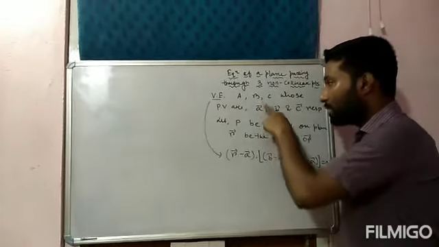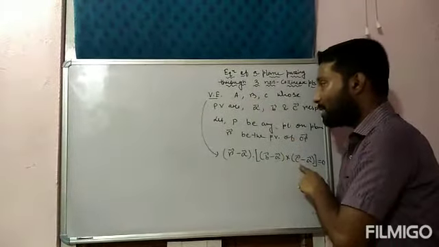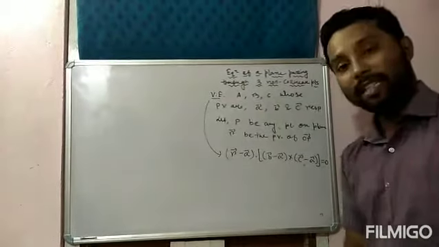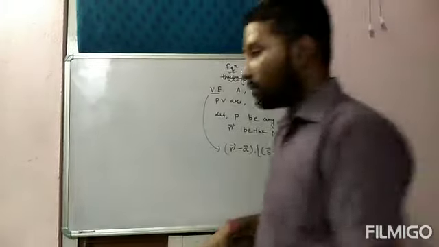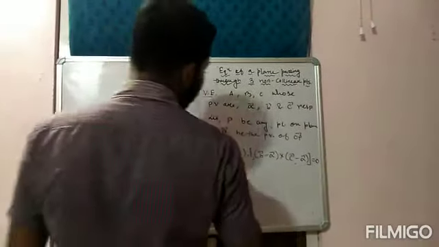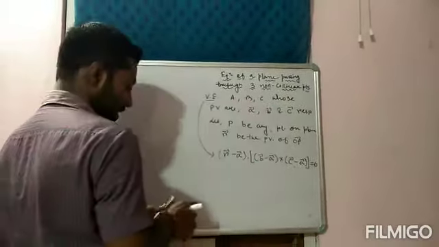B bar is the position vector of the point B, whereas C bar is the position vector of the point C. So this is the vector equation. Note down this equation. No need to write the derivation. (R minus A) dot (B minus A) cross (C minus A).